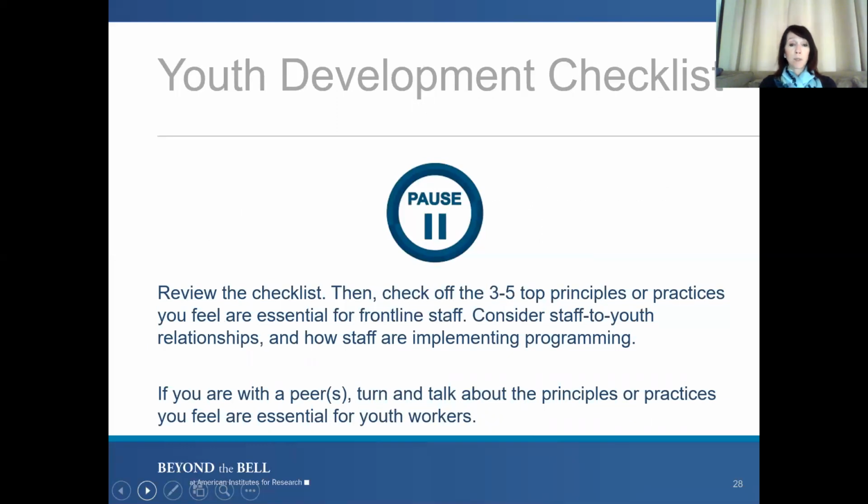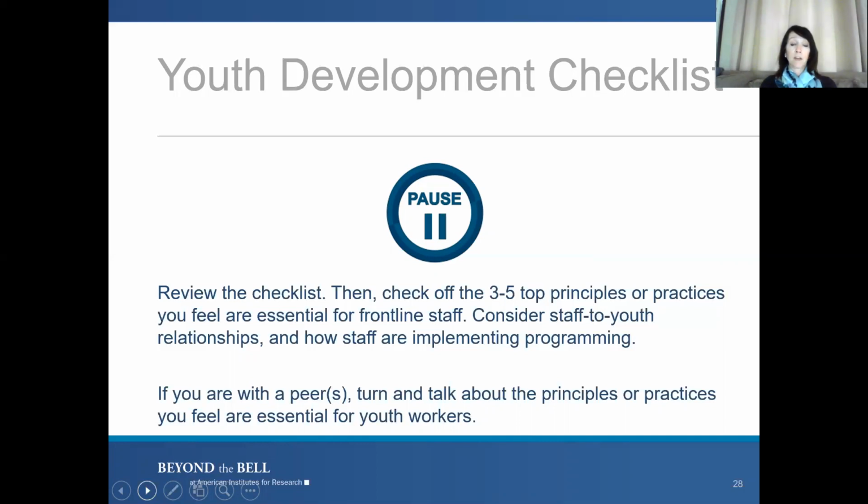Again, what we're going to be doing today is reviewing the youth development checklist with an eye towards essential traits or essential principles, and practices that you feel are essential for frontline staff. So I'd like you to consider staff to youth relationships and how staff are implementing programming.